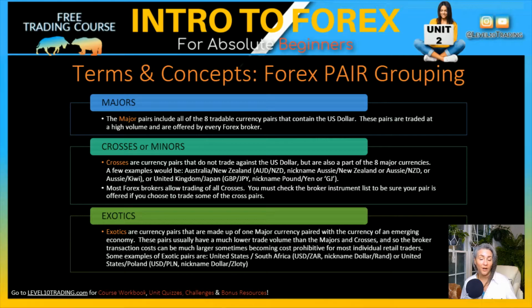Exotics are the currency pairs that are made up of one major currency, paired with the currency of an emerging economy. Now, these pairs usually have a much lower trade volume than the majors or the crosses, and so the broker transaction cost can be much larger, and a lot of times just not even what is doable for most individual retail traders. You always need to know what not only the commission is, but what that spread is. And on the exotics, the spread is a lot of times really, really large, and that can affect your trading plan and your trade setup.